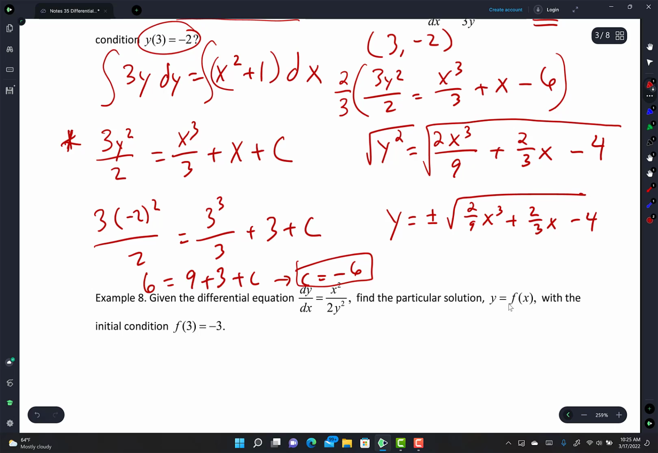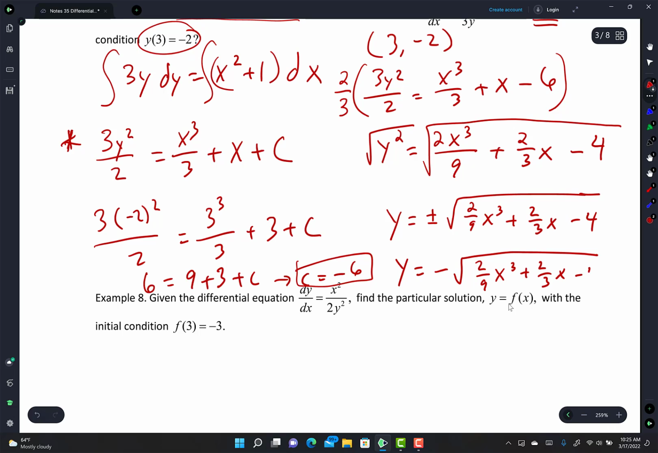Right now I have two equations, the plus and the minus. I need to only have one. Is it the positive square root or the negative square root? Why is it the negative? When I plug in a 3, you're supposed to get a negative 2 as an output. Does that make sense? When I plug in an x value of 3, I need to have a negative 2 as an output.